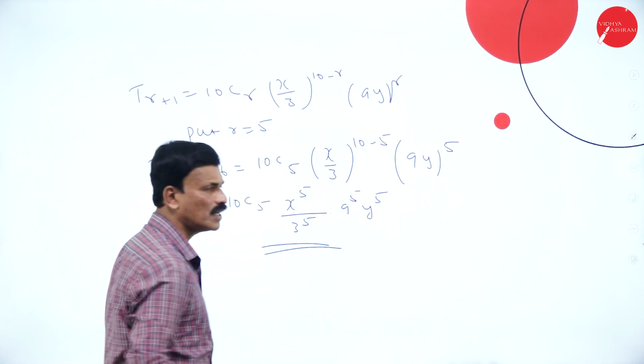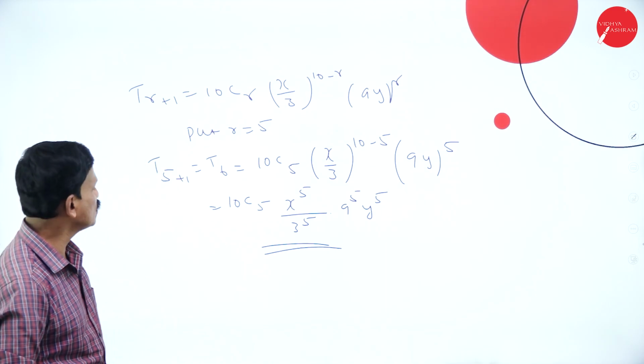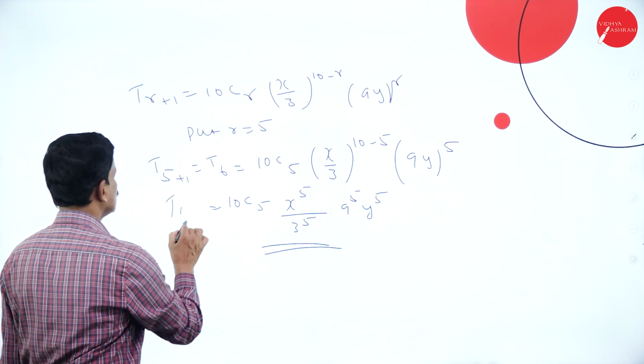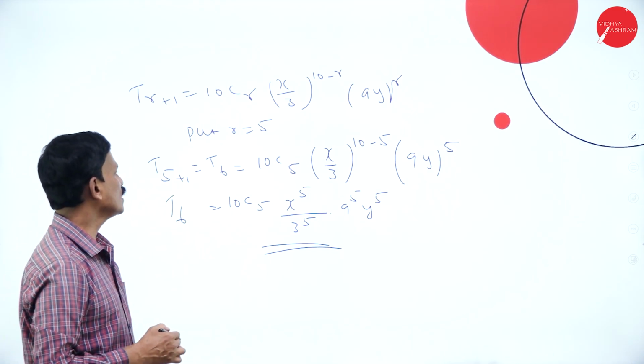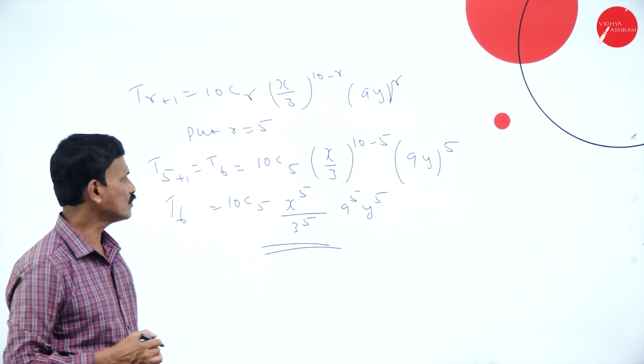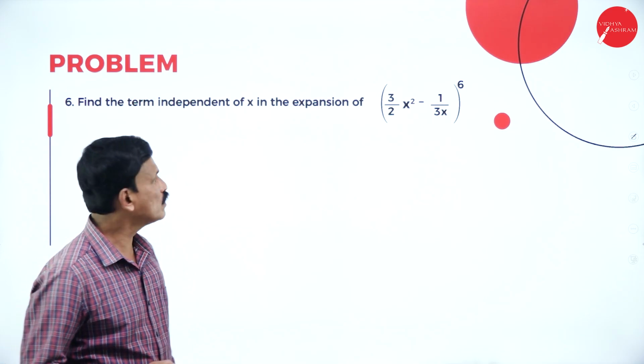So if you simplify, you will get the answer. That's it. Therefore, the middle term in the expansion, the 6th term, is 10C5 x raised to 5, divided by 3 raised to 5, 9 to the power of 5 into y to the power of 5. That's it. Hope you followed. Okay, now let us come to the next problem.